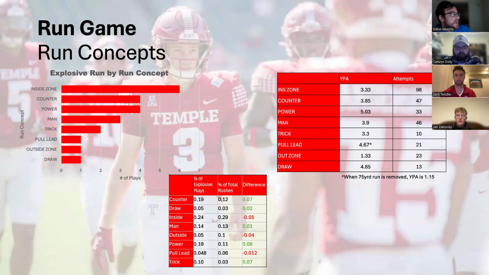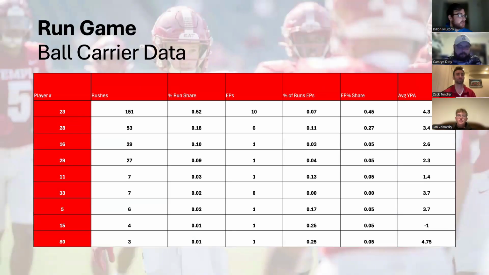So, counter and draw could have been run a bit more. They made up more of the explosive play percentage than they did of actual rushes. And on the opposite side, inside and outside zone made up more of the share of total rushes than they did the share of explosive plays. So that was somewhere to start with a pattern for our recommendation section.